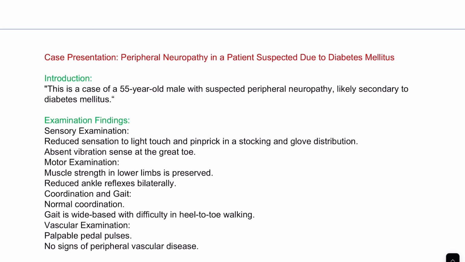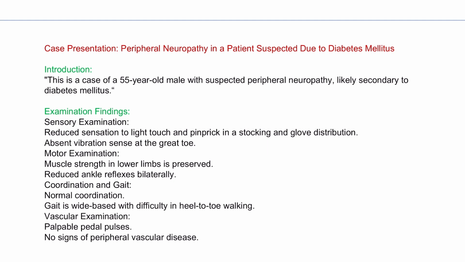So, case presentation. I put here peripheral neuropathy in a patient suspected to be due to diabetes mellitus. Sometimes there are some clues. While you are examining the patient, you may see some needle prick marks on the pulp of the fingers, which suggests the patient has been doing blood glucose monitoring. So that is one of the clues that you may find in the hands, and then it will lead to the diagnosis that the peripheral neuropathy may be likely due to diabetes.